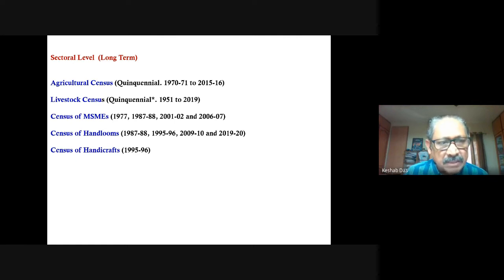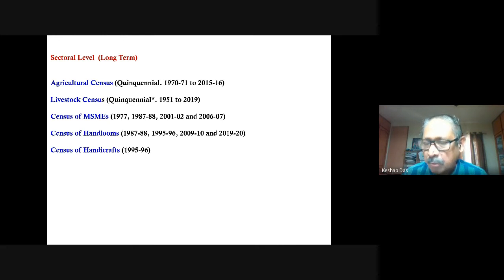Then there are several censuses which are done by the central government. The agriculture-related ones are typically quinquennial, that is, such information is available every 5 years. Some of these are dated. Very unfortunately, for the MSMEs, the last census was in 2006-7, and we are in 2022. Then there is the census of handicrafts, which is a major sector. In fact, after agriculture, the artisan or craft sector is one of the major sectors, about which we have just no information.